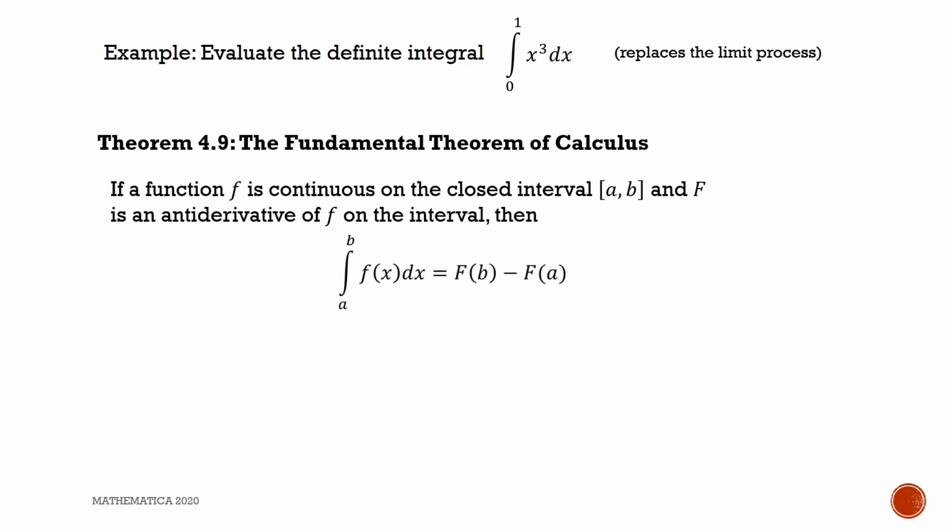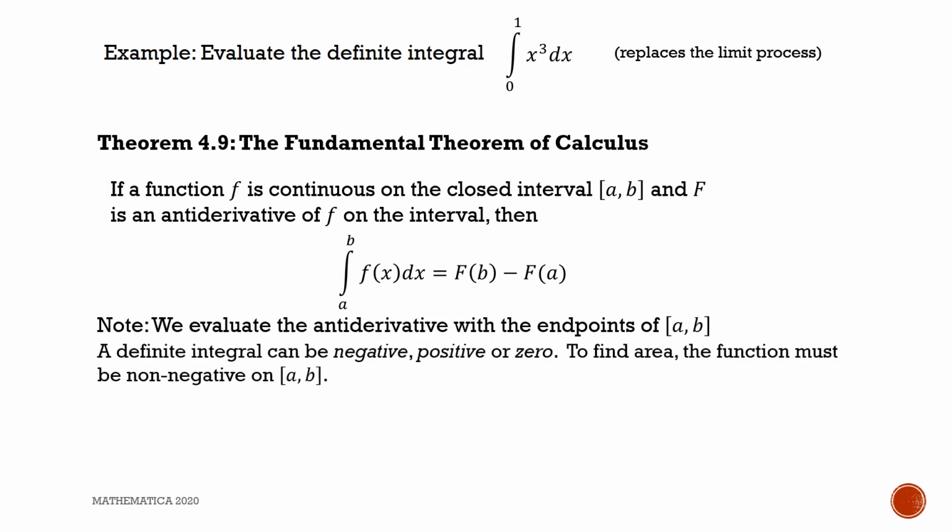The definite integral of f of x dx from a to b is simply F of b minus F of a. So what does F of b minus F of a mean? Well, we simply take the upper bound, in this case b, and evaluate the antiderivative with that value, and subtract from it the lower bound evaluated into the antiderivative. And when we subtract these two values, we end up with a value, and that is how we evaluate a definite integral. So we evaluate the antiderivative using the endpoints a to b.